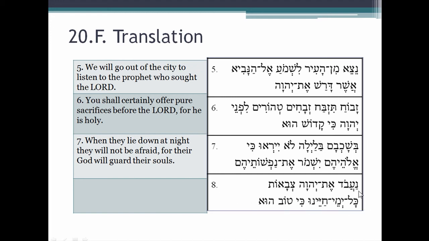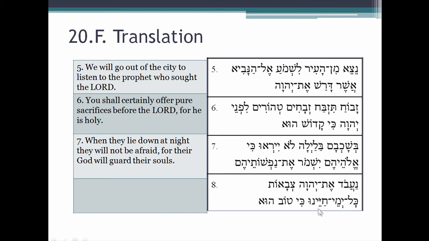Number 8: Na'avod et Adonai tsevaot, kol yamei chayenu ki tov hu. First word, na'avod. For our nun here, could this be a prefix in a verb form? Again, we know our vocab, avad is a verb that means to serve. Nun is going to be the prefix, so it's a qal imperfect, first common plural, because that's what the nun signifies in terms of person and number. So we will serve et Adonai, we will serve the Lord of hosts.